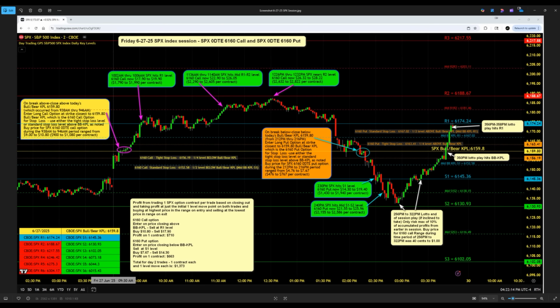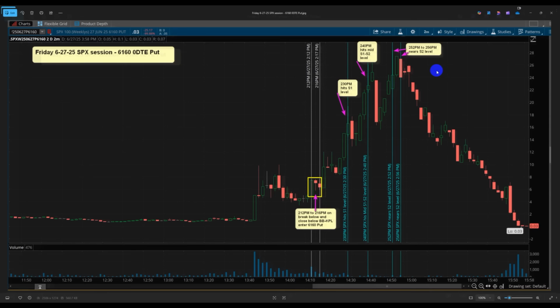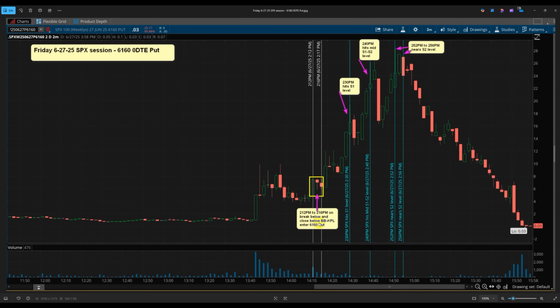Okay, so next we're going to look at the put, the 6160 put. As you remember, that was after the Trump news came out, and then we had the 2:12 to 2:16 window on the break below and close below the bull bear key price level. So that's this rectangle here of that time period with these two timestamps. Here at 2:30 p.m., roughly 15 minutes later, it hits the S1 level. Then 10 minutes later, it hits the mid S1, S2 level here.